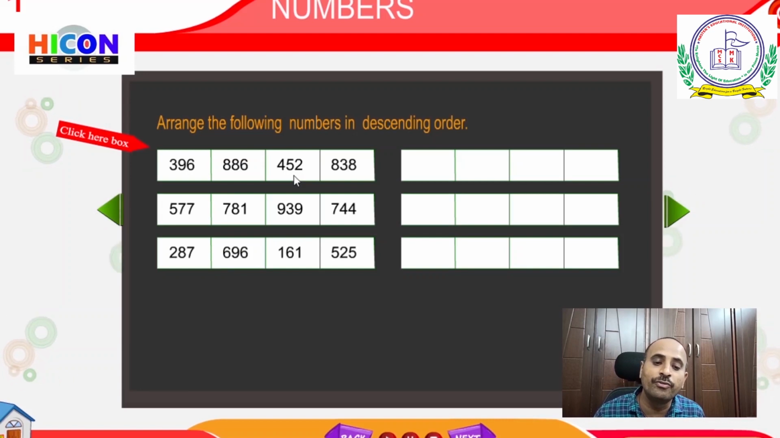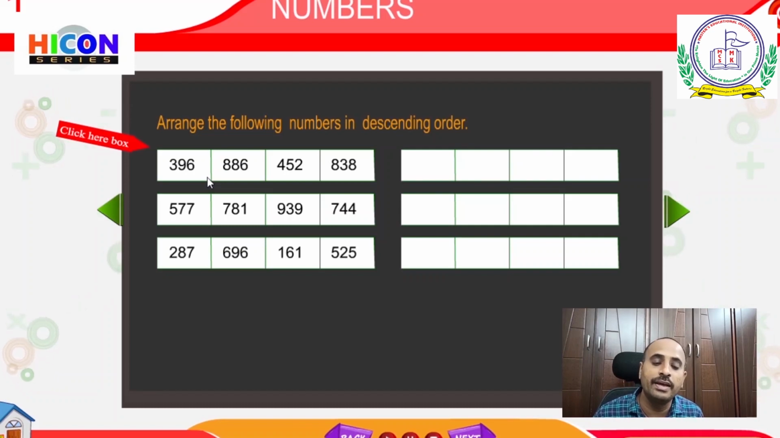That's why we have to find out the greatest number among the given 4 numbers. So we have to write the greatest number first. In the first set of numbers, the first number is 396. Second number is 886. Third number is 452. Fourth number is 838. So these are the 4 numbers. Now we have to write these 4 numbers in descending order, that means greatest number to smallest number.